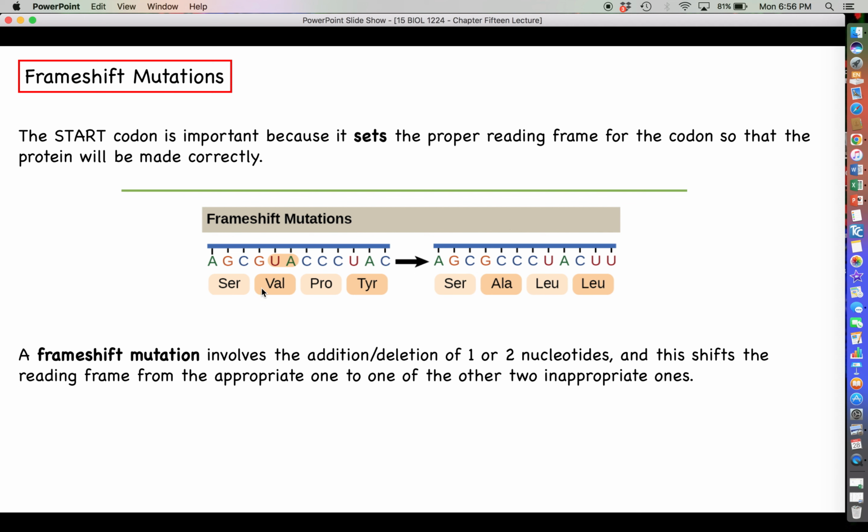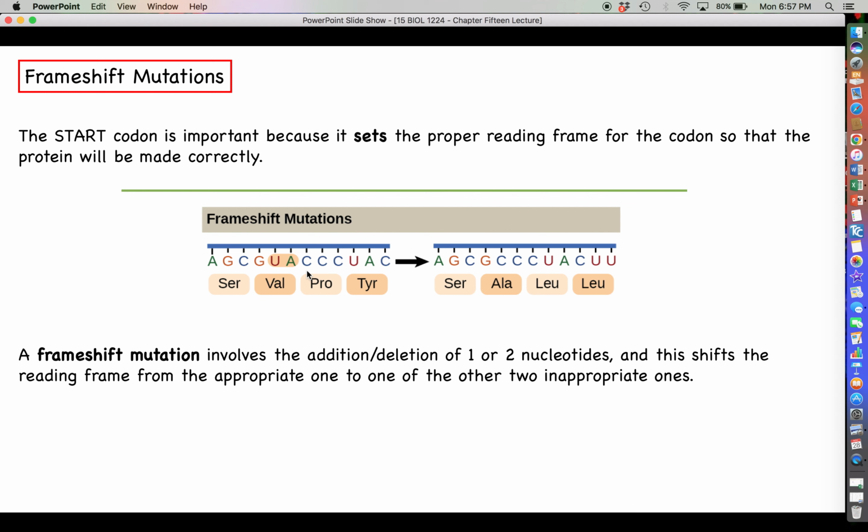So look here. If the correct reading frame is supposed to go AGC, which corresponds to serine, GUA, which corresponds to valine, CCC, which corresponds to proline, and UAC, which corresponds to tyrosine, if we accidentally delete those 2 nucleotides right there, that shifts the reading frame. So now instead of serine, valine, proline, tyrosine, it's serine, alanine, leucine, leucine. So by shifting the reading frame, we have entirely changed the message that happens after the mutation occurs.